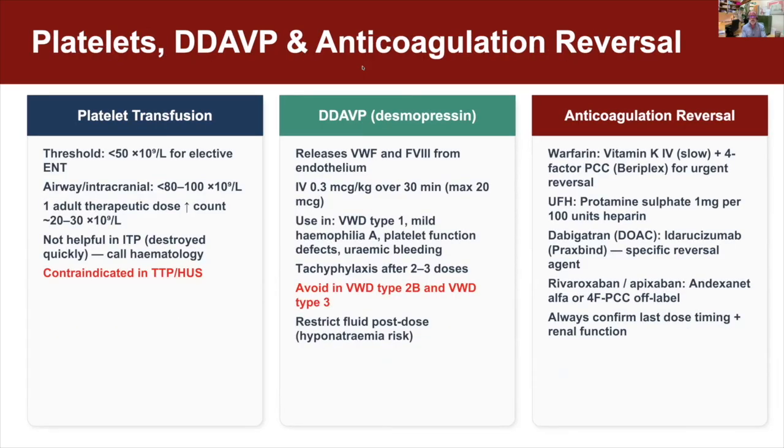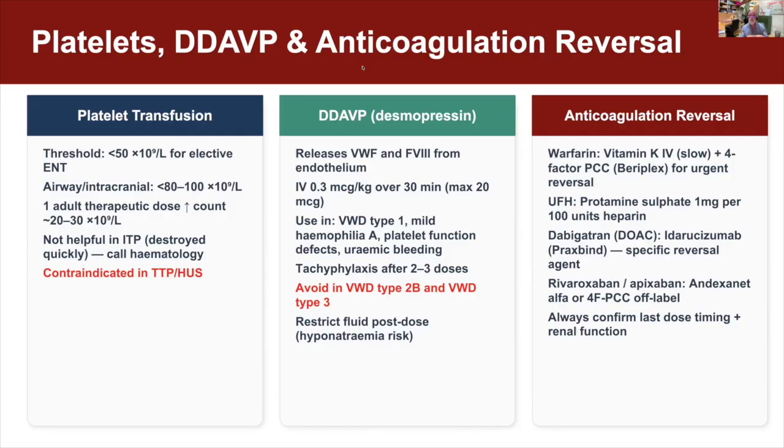What about platelet thresholds? Right, platelet transfusion thresholds. If the platelets are under 50, you'll want to give some platelets possibly before elective ENT surgery. If you're going to do something airways or intracranial, get the platelets up to around 100. One therapeutic dose of platelets will bring the count up by 20 or 30. Not helpful in ITP, because in ITP, they have antibodies that destroy the platelets.